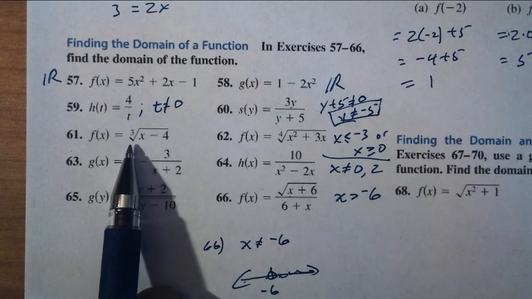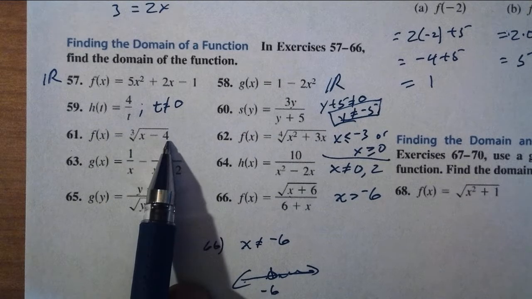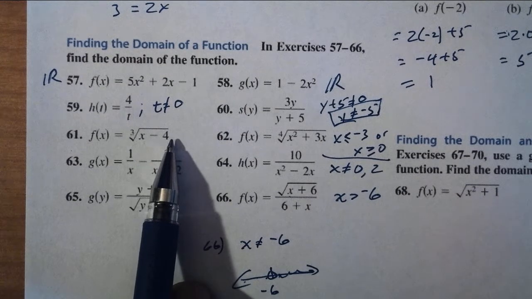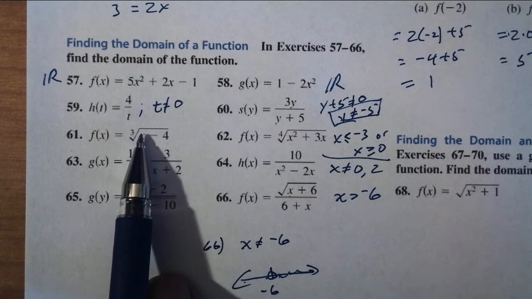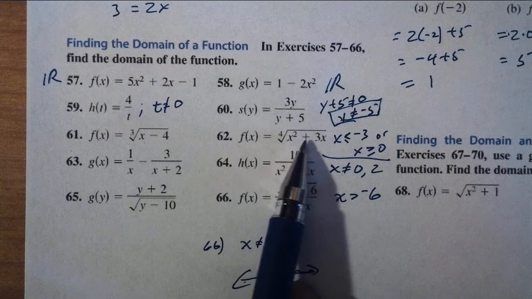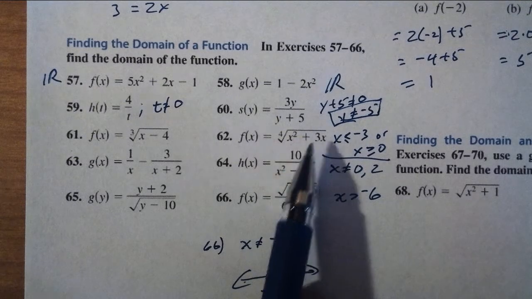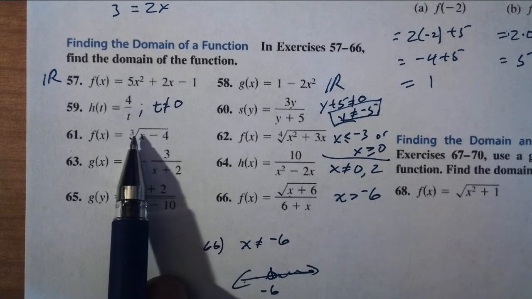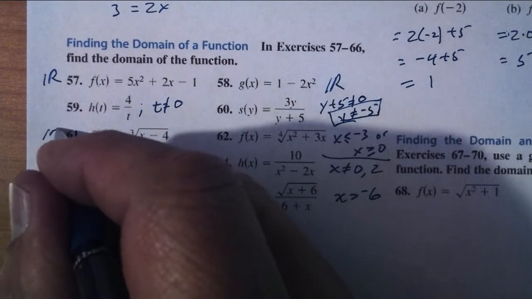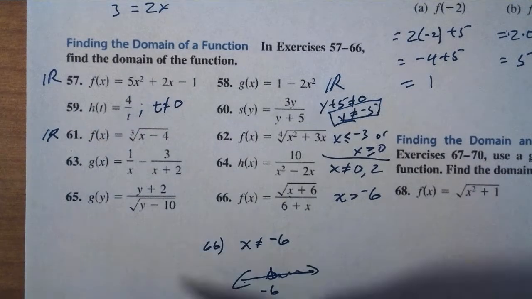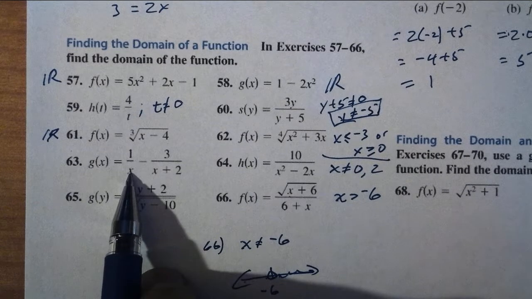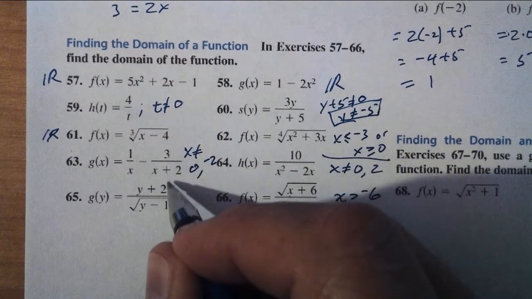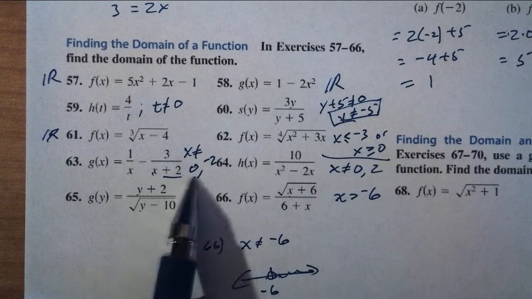Okay, sneaky 61. May I subtract 4 from any number I want? Yes. May I take an odd-powered root from any number I want? Yes. We don't have problems with negatives in here. Here we'd have a problem with negatives. We can't have x squared plus 3x be negative. X plus 6 may not be negative. But x minus 4 may be negative because it's to an odd root. So once again, this is all reals. In 63, I may not divide by 0. Therefore, x may not be 0 or negative 2, because if x is negative 2, we've got problems.